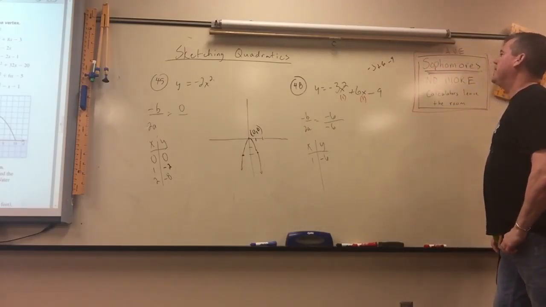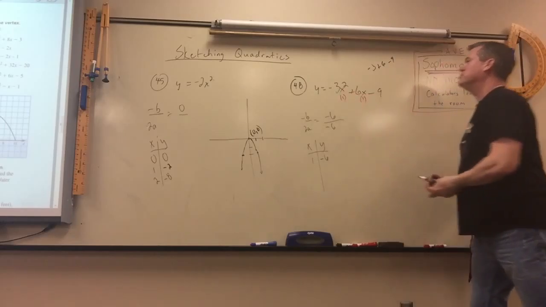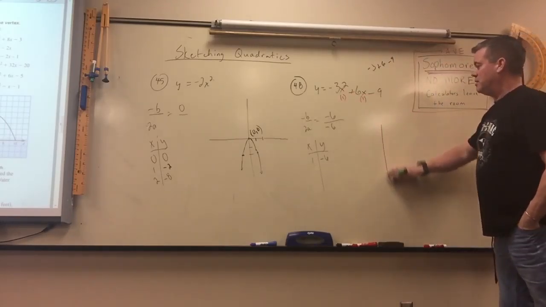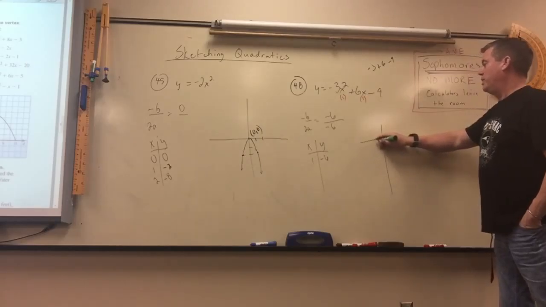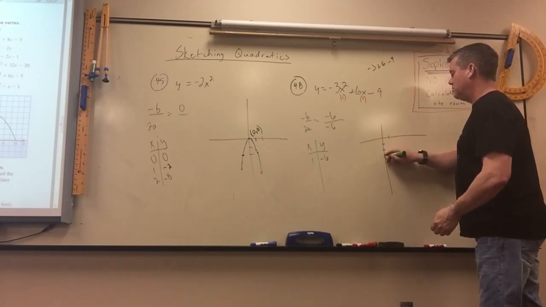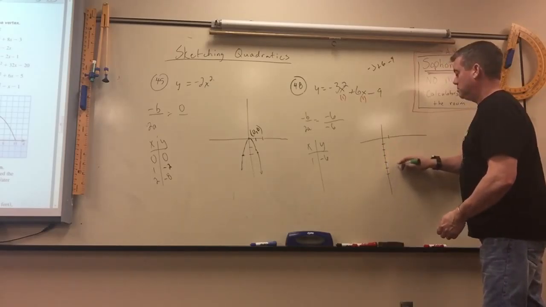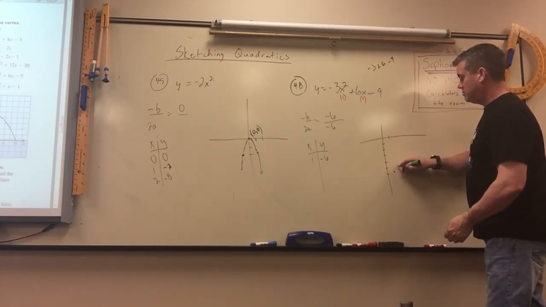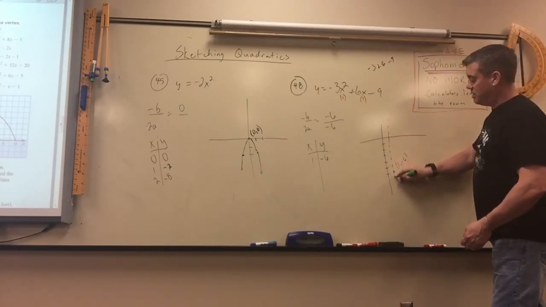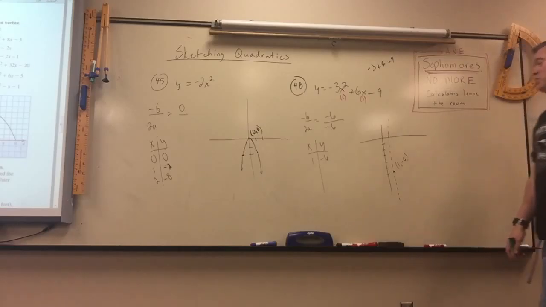Well, this one's going to open down too. So this one, we only need to find really one more point. At 1 over 6 down, right there, that's the axis of symmetry. So if you put a dotted line, you can use that to flip points over.